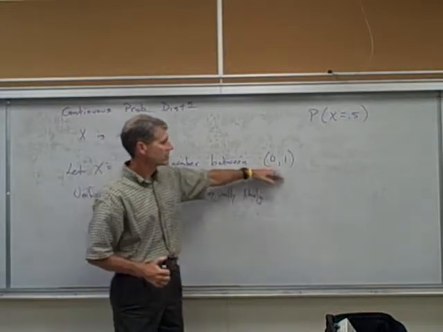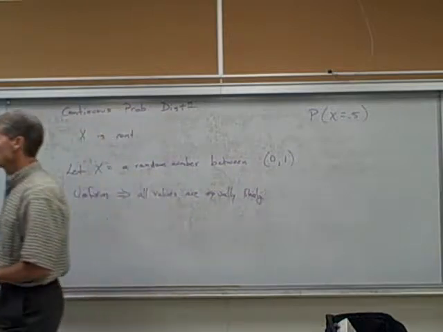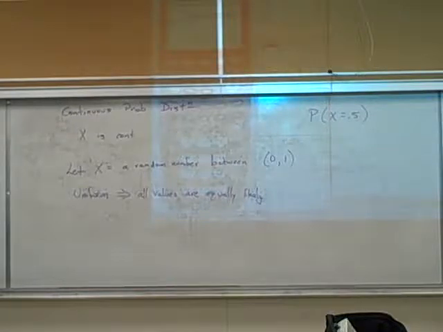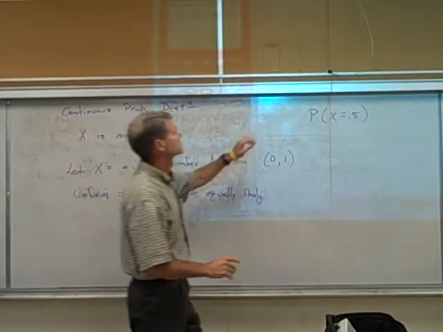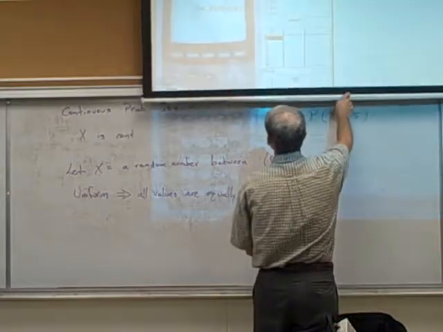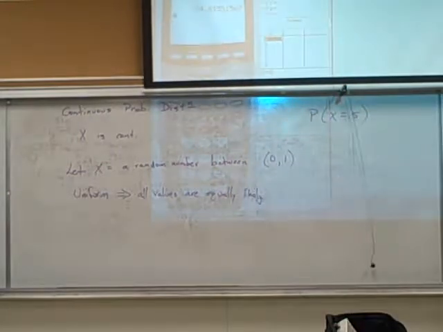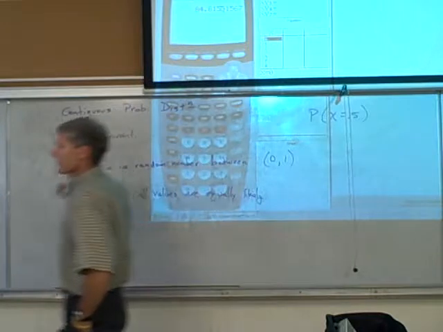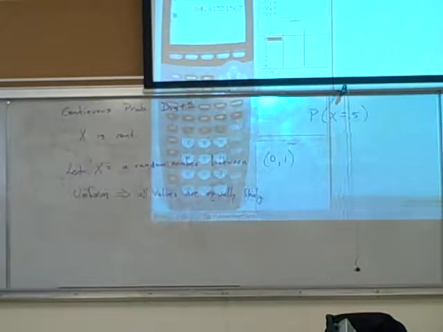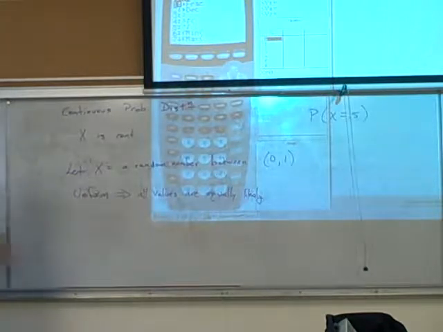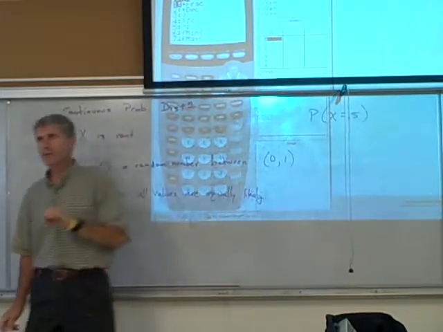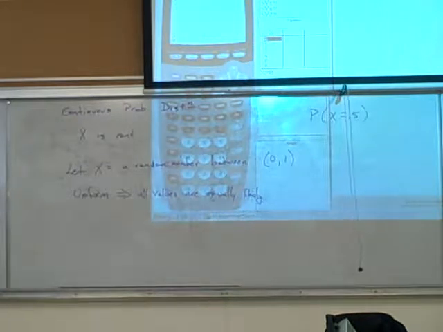If all values between 0 and 1 are equally likely to occur, before I go any further, let me pull up the TI-84, and you can get your calculators out. Let me dim the lights. You can see the TI-84 here, and if you click on the math button, I get this menu: math, num, CX, CPX, and PRB. Go over to PRB, which is short for probability.